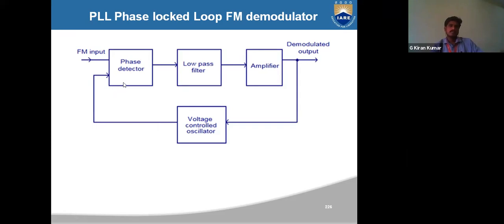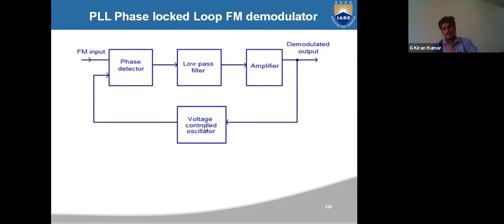Now let us see what the phase detector is. See here. Basically, here we have two inputs to the phase detector. See the diagram clearly. One is the FM input, and the other one is the previously amplified output, that is nothing but the voltage control oscillator output.